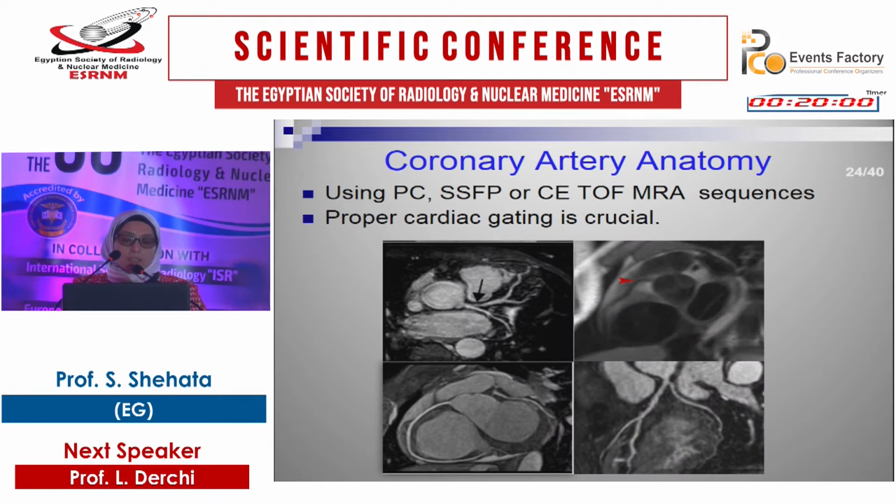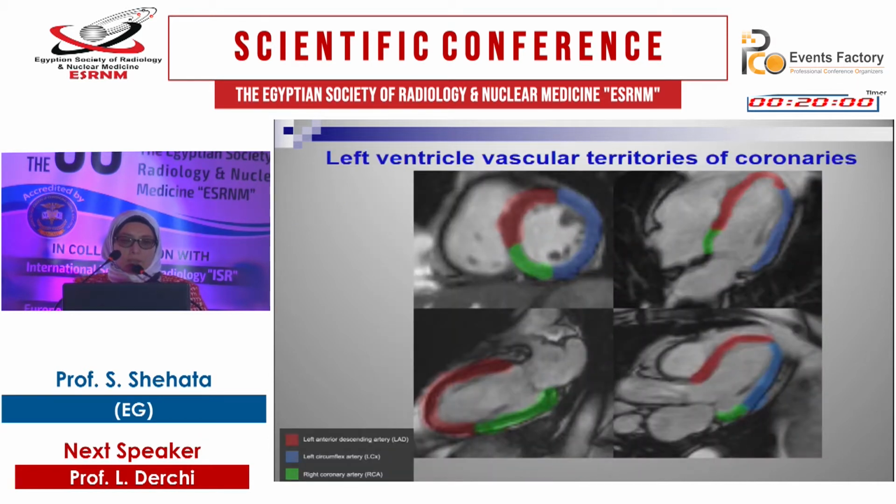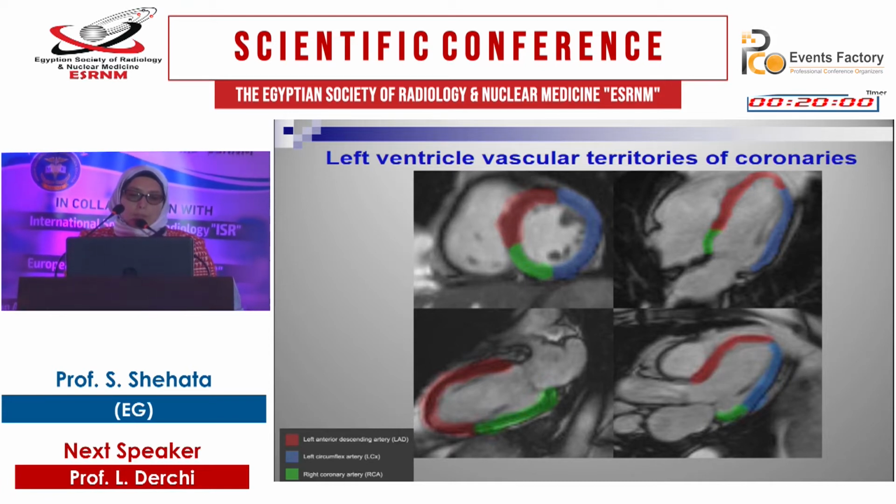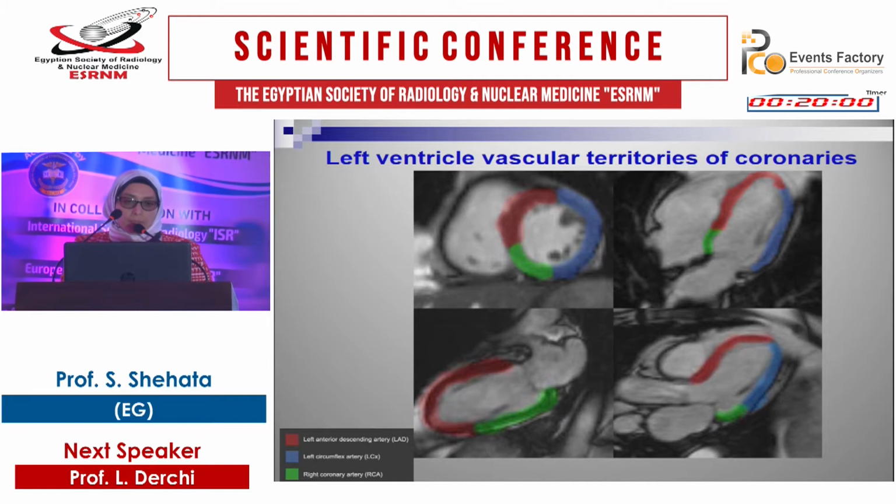Also, coronary arteries can be interpreted with high resolution using proper gating. This clearly demonstrates the RCA, and the left coronary artery bifurcating into LCX and LAD. This shows the left ventricular vascular territories supplied, where the red color refers to the area supplied by LAD, the green for the area supplied by the RCA, and the blue for the area supplied by LCX.